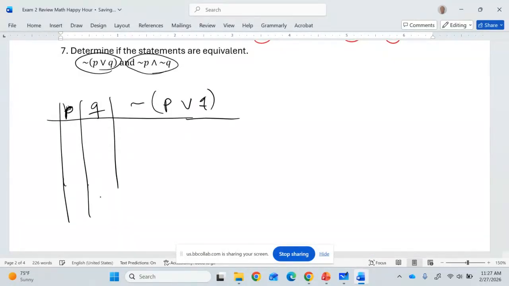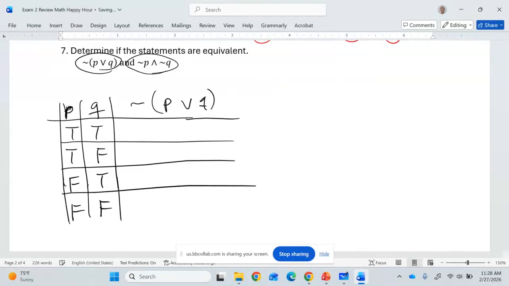And so to start with my first table, I'm gonna do the same sequence of values: true, true, true, false, false, true, and false, false. Whenever you have two variables, it's always 4 rows because each variable has two possibilities, true or false. So if you multiply 2 times 2, that gives you a total of 4 different combinations, 4 different possibilities. All right. So now I go and do P or Q.